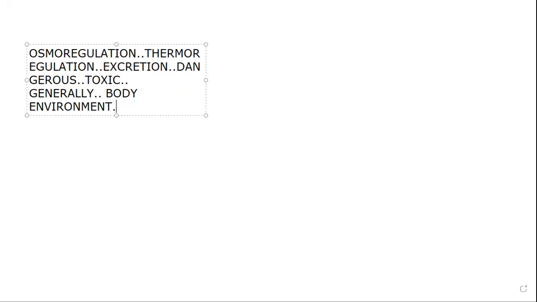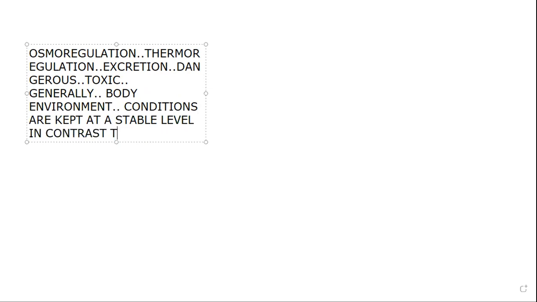the homeostasis is generally defined as the process in which the body environment and conditions are kept at a stable level, in contrast to mild external changes. ठीक है? Homeostasis can be defined as keeping a stable environment inside the body, keeping the body environment at a stable level, in contrast to the mild external environment.